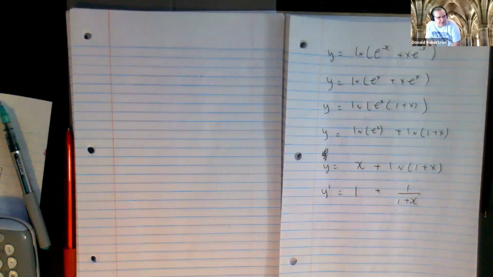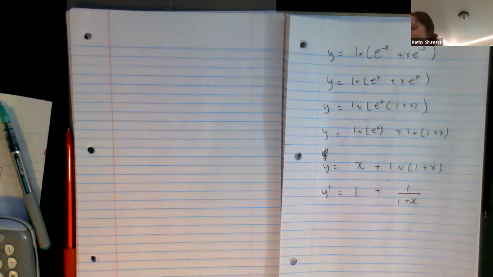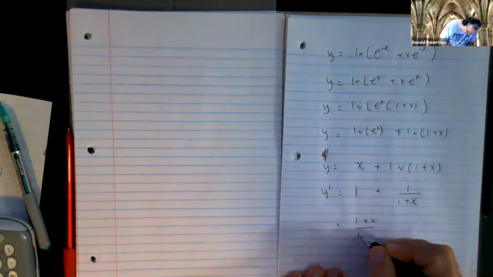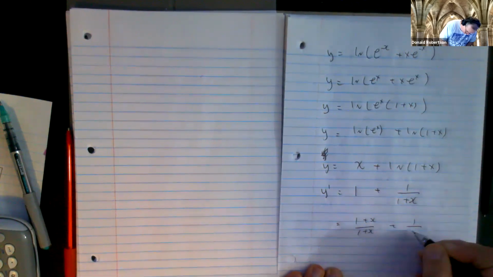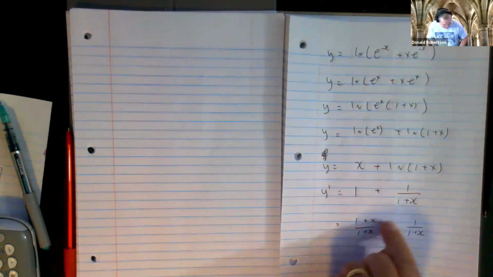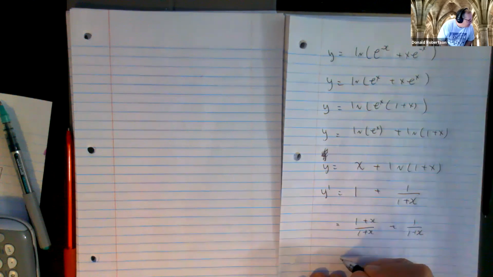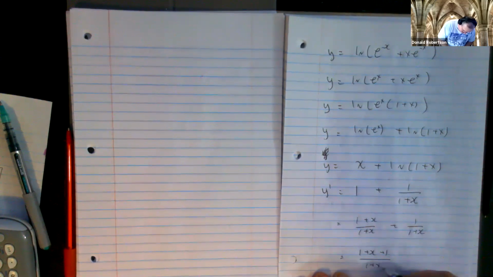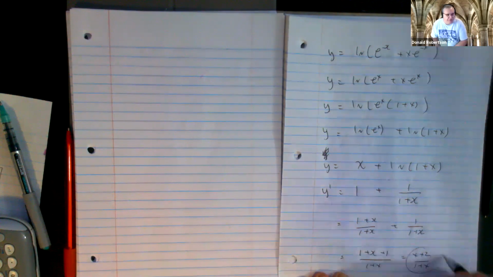And you put that in, and WebAssign said wrong. Essentially, what WebAssign was looking for is that these two terms had to be combined into a single fraction. So I'm going to call 1 plus x over 1 plus x, so it matches this one. And that means I have 1 plus x plus another 1 over 1 plus x. That means I have x plus 2 over 1 plus x. And now WebAssign should be happy.